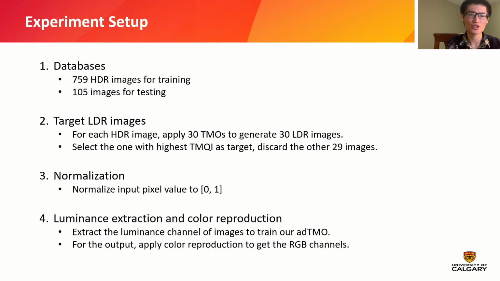So we use other TMOs to generate the target LDR image. For each HDR image, we apply 30 TMOs to generate 30 LDR images and select the one with the highest TMQI as the target, and discard the other 29 images.